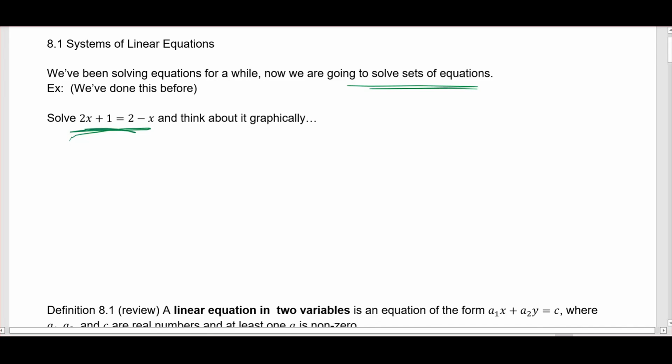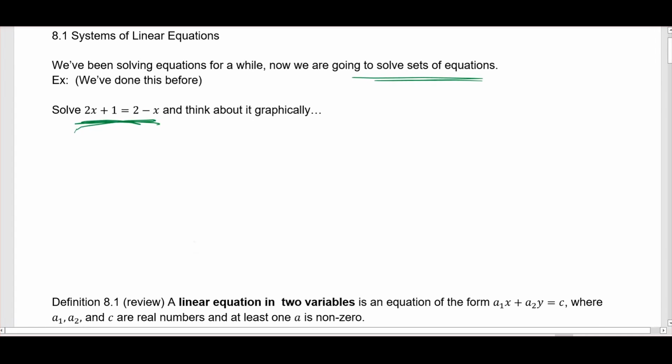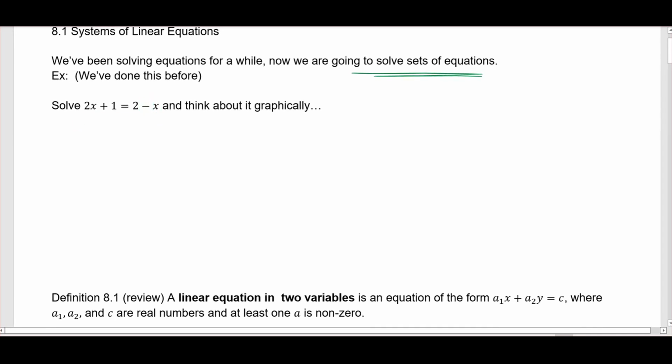So if I want to solve this, we know how to do this, right? We solve for x. And we do the usual stuff. We're going to move all the x's to one side. We can add that to both sides, and we would end up having 3x equal, if we subtract that 1 from both sides, we got a 1. And then solving for x here, we would have 1/3.